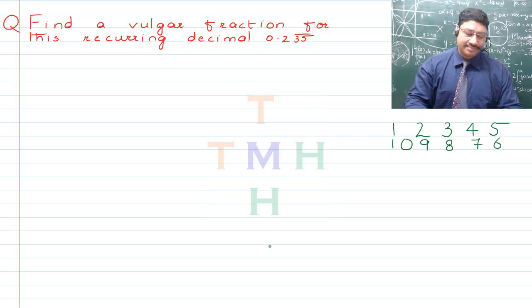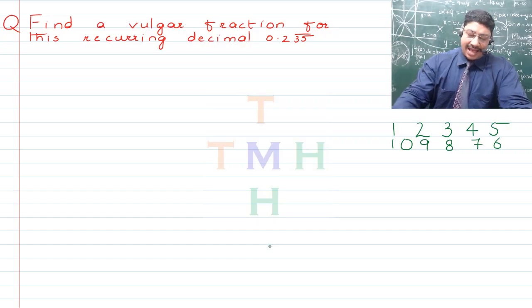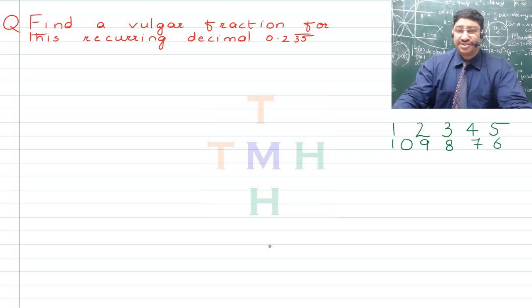Okay, so here we've got to find a vulgar fraction, and this is to be from the recurring decimal, which is 0.235 prime. Now prime means it's a horizontal straight line which has been drawn on top of the repeating part of the decimal. So this shows that this is going to come again and again and again, and you won't be able to count the number of agains, right? As such, it will be infinite.